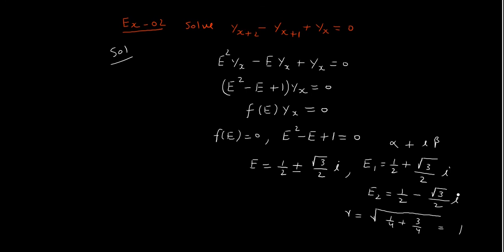Similarly, to find theta, theta equals tan inverse beta by alpha. If we put beta as root 3 by 2 and alpha as 1 by 2, then theta equals tan inverse root 3. This equals pi by 3, as we know that the value of tan inverse root 3 is pi by 3. So theta equals pi by 3. So what is the complementary function?